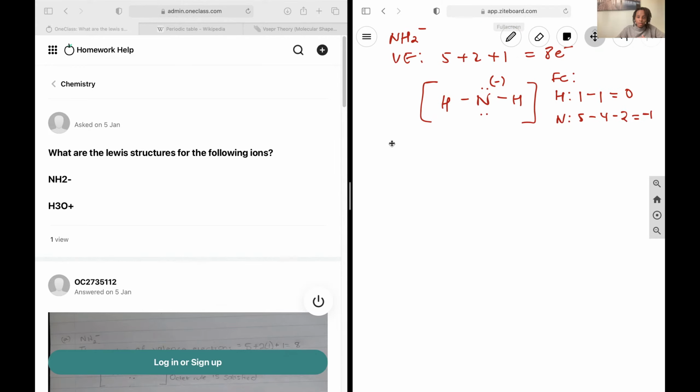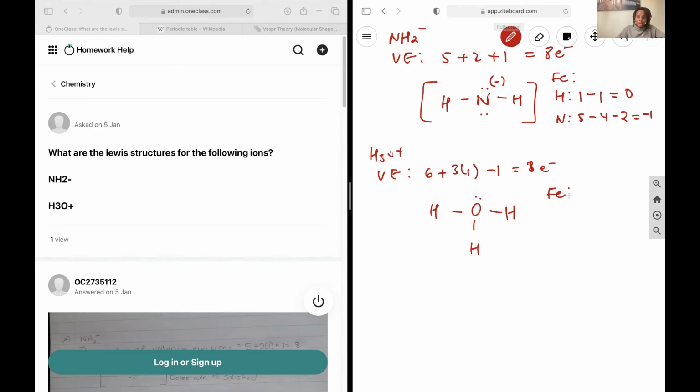For the next one, I have H3O plus. My valence electrons are going to be 6 plus 3 times 1 because of the hydrogens, minus 1. And so that becomes 6 plus 3 minus 1, and that is 8 electrons too in this case. So I choose oxygen as my central atom. It can make the most bonds. And I will now connect hydrogens to it, 3 of them. See if I have any remaining electrons. I have 2, 4, 6, so I do. I have 2 electrons left over to place on my oxygen.